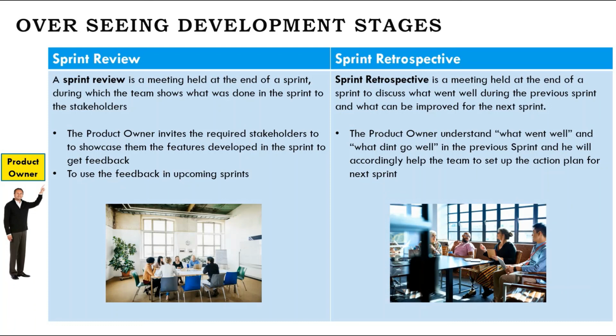Sprint retrospective is a meeting held at the end of each sprint to discuss what went well during the previous sprint and what can be improved for the next sprint. The product owner will understand what went well and what didn't go well in the previous sprint, and he will accordingly help the team to set up the action plan for the next sprint.